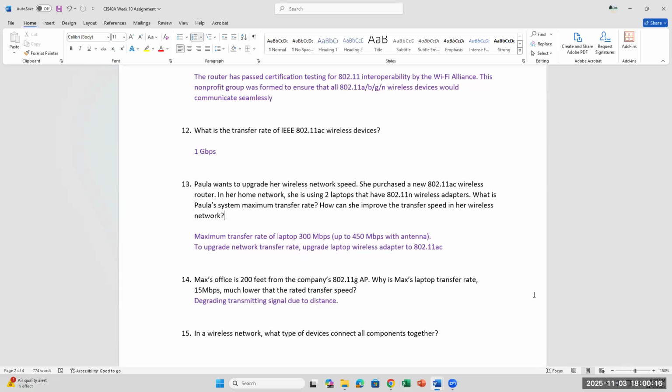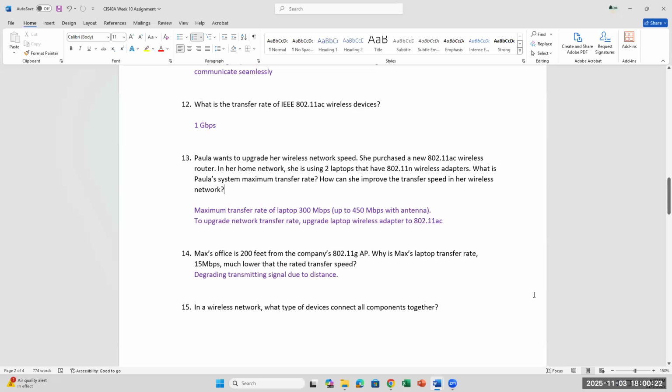Okay. So it's because of degrading in signal due to distance. So the waves get weaker as they travel through the air. Why? Because you have objects that probably impede the signal, like microwave ovens, other wireless devices, walls, water, glass, especially in an office building. There's a lot of glass, right? Signal bounces and signal gets lost or degraded. Okay, 15.